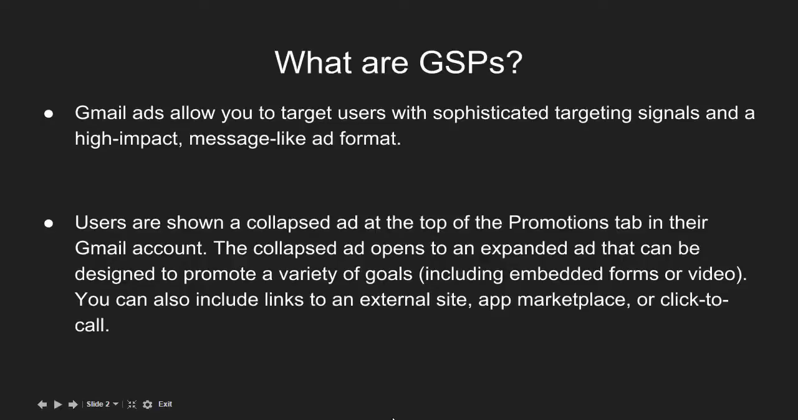So, what are GSPs? Gmail ads allow you to target users with sophisticated targeting signals in a high-impact, message-like ad format. Users are shown a collapsed ad at the top of the Promotions tab in their Gmail account. The collapsed ad opens to an expanded ad that can be designed to promote a variety of goals, including embedded forms or video. You can also include links to an external site, app, marketplace, or click-to-call.